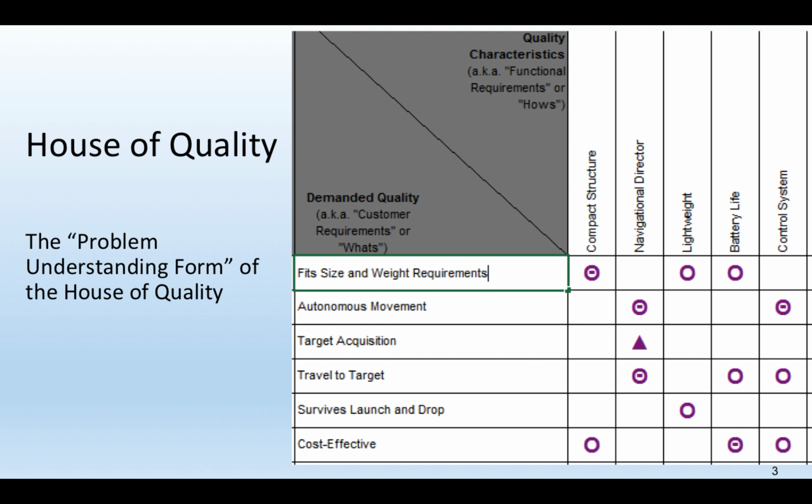If you go down the column of compact structure, you can also see that it correlates with being cost effective, because the more compact it is, the more it will cost, or even the less it will cost. If you move over to battery life and go down, you can also see that battery life correlates with fitting, size, and weight requirements, because the bigger battery weighs more and is bigger. If you go down to travel to target and battery life, you can also see that it correlates together, because the longer the battery, the further we'll be able to travel. And battery life also strongly correlates with cost effectiveness, because a bigger battery will cost more. So that's just a couple of the ways that this problem understanding form helps us understand our problem.